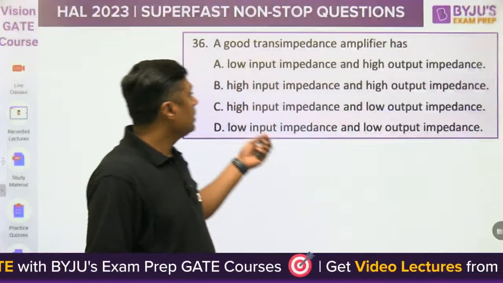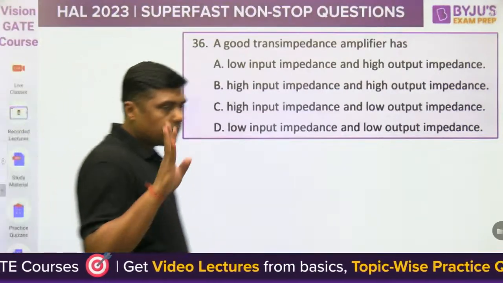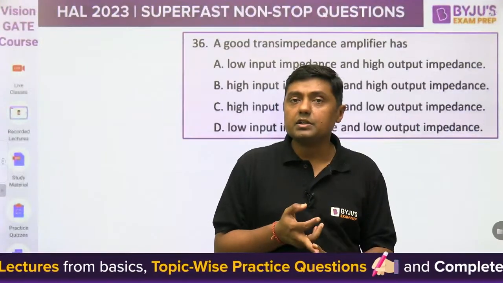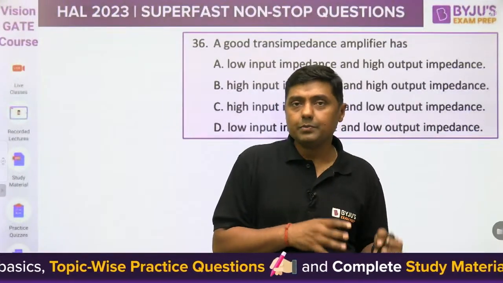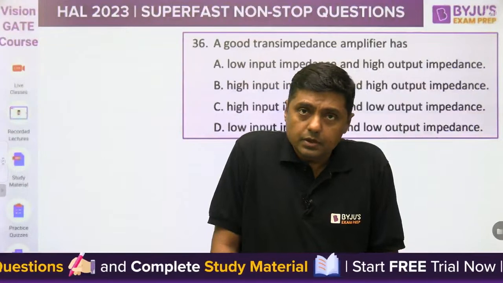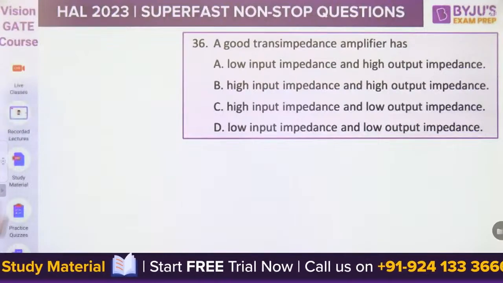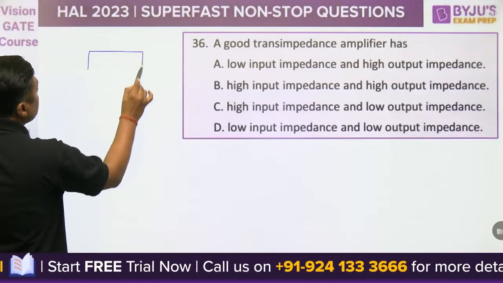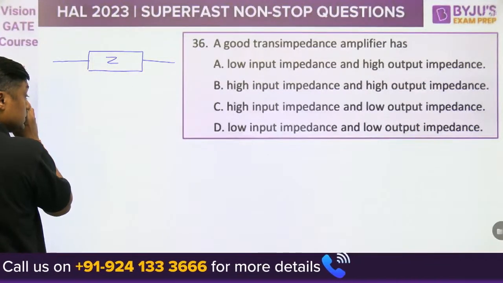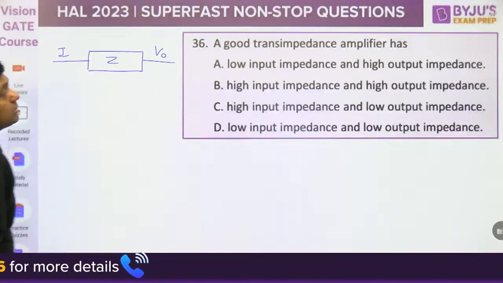Okay. Then a good trans impedance amplifier has trans impedance. There are 4 types of amplifier: voltage amplifier, current amplifier, trans conductance (trans admittance) and trans impedance amplifier. Tell me, what is the trans impedance amplifier? Here we are giving the current and current is converted into voltage. So that is called trans impedance.